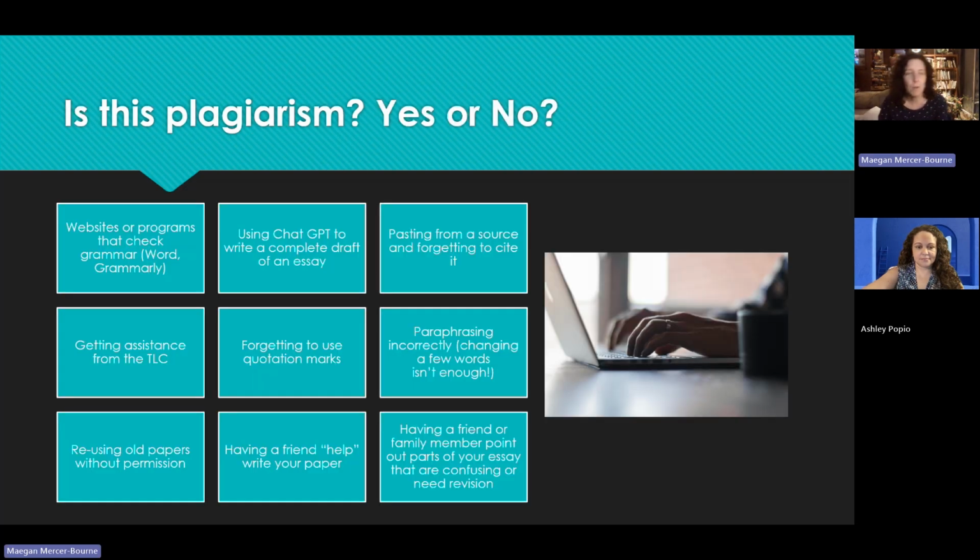So now we're going to go through several possible examples, and I will have you, my marvelous audience, tell me which of these you think is plagiarism or not. So the first one, websites or programs that check grammar, such as Word, Grammarly. I think probably not for that because they only tell you how to like change your spelling or like where to add a comma. That doesn't make it not my work.